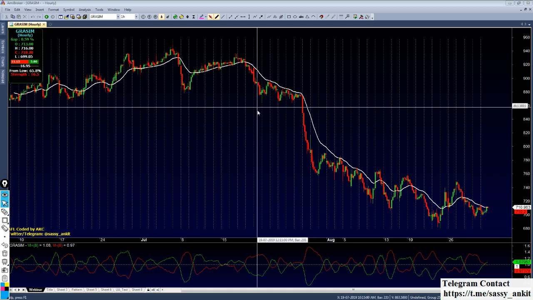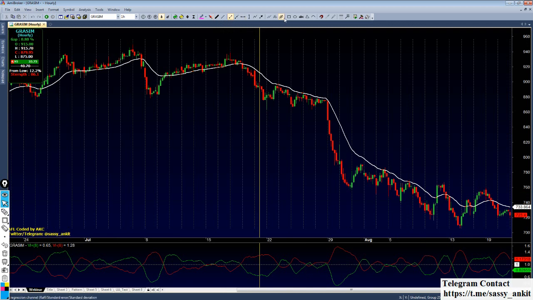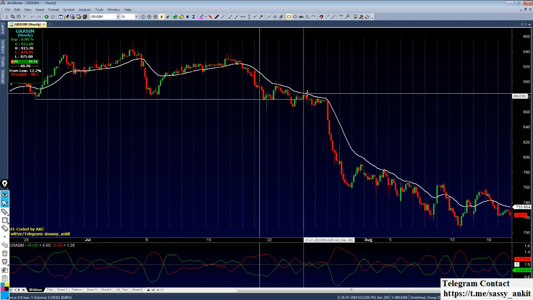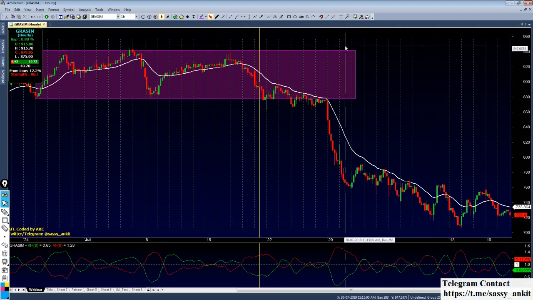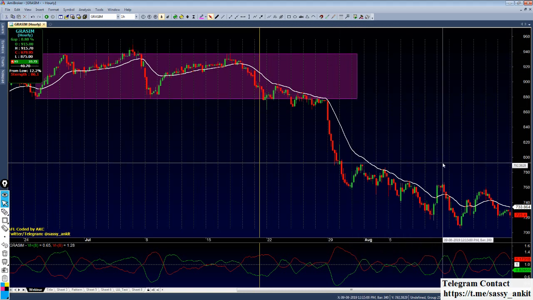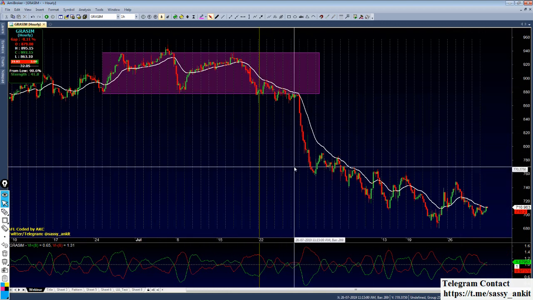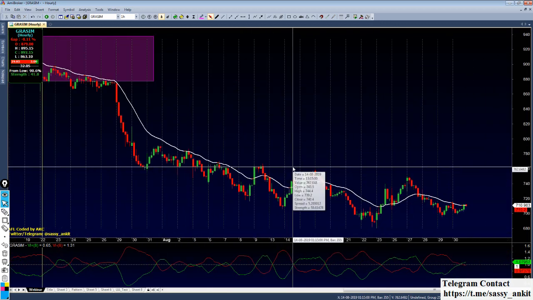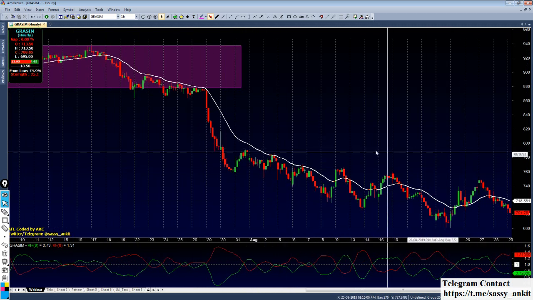Let me do one thing. Let me zoom in the chart a little bit like this, and let me draw a range here. This was my range. The price was trading. Okay, so as you can see, this was the range. We will zoom our chart like this so that we have better understanding.